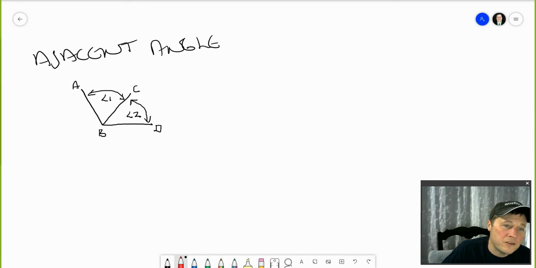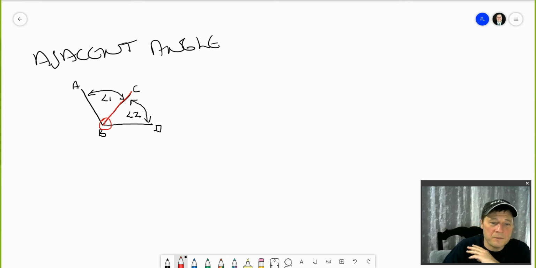Well, number 1, they share a common side, right? So this right here is a common side because this angle uses it and this angle uses it. The other factor is that they have a common vertex. So where this angle meets this shared line and where this angle meets this shared line is right here. So they in fact share a common vertex. So you could say that angle ABC and angle CBD are adjacent angles. Okay? They have to have a shared side and a common vertex.